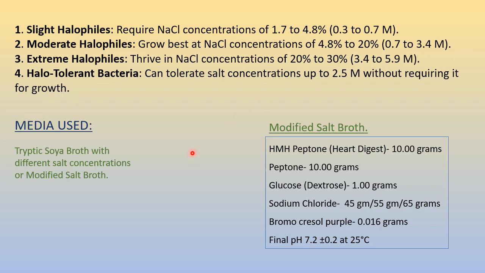Okay, now the media used is tryptic soya broth with different salt concentrations, or modified salt broth. You can see the composition is given here: HMH peptone, that is hard digest peptone, then peptone, glucose, sodium chloride. Depending on what concentration you want to test: 4.5, 5.5, 6.5, etc. And bromocresol purple as an indicator. And the pH is around 7.2 plus minus 2 at 25 degrees Celsius.